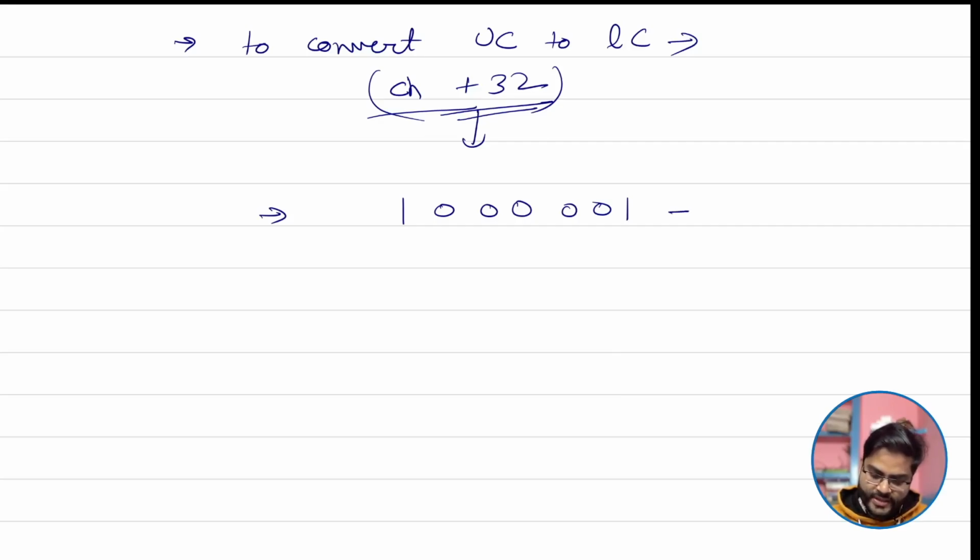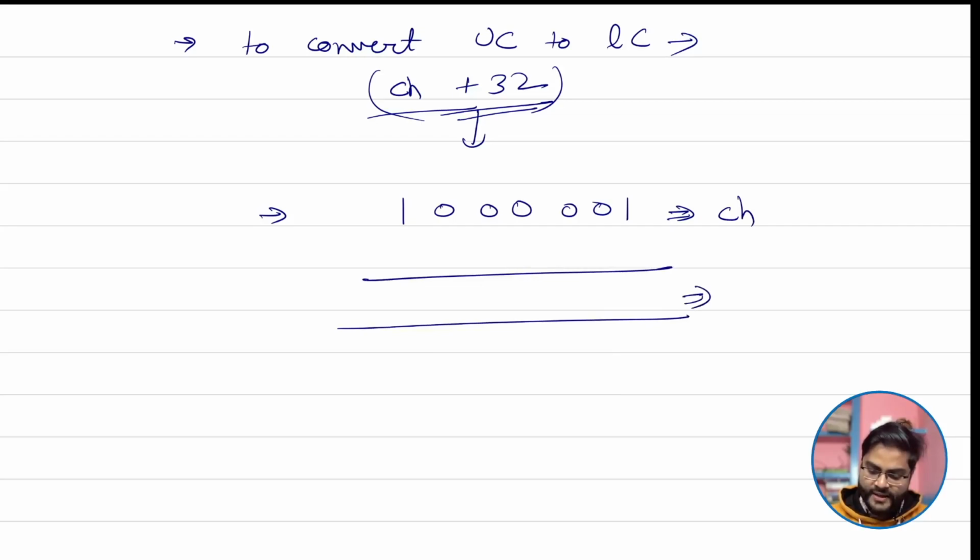Right? So this is my character. And what I want is to convert it into a lowercase character. So I will take a mask and perform a bitwise operation.